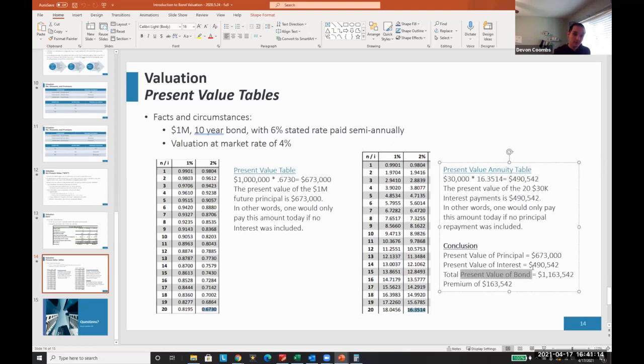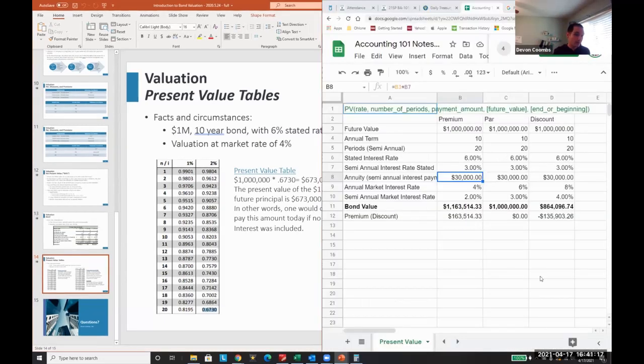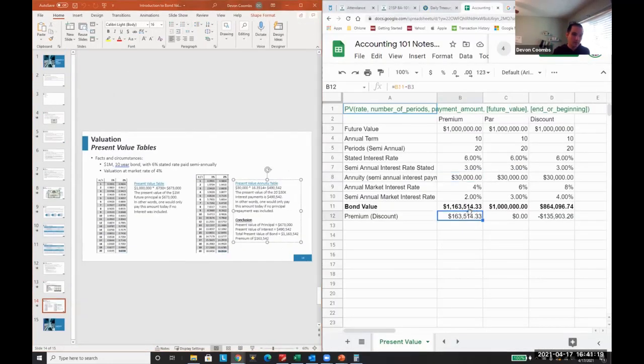That gets us the total present value of the bond at the 4% market rate, which you can see is about the same. It's maybe like a $30 difference. That's because this is more accurate. The Excel is more accurate. Two different ways to get the same answer.